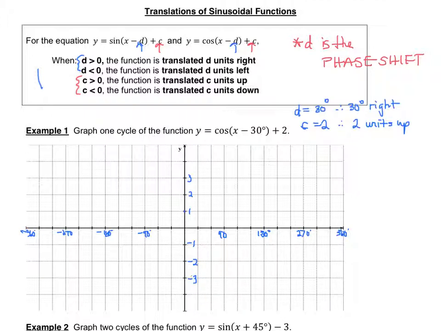So it starts at 1. We have our first root at 90, then negative 1, then 0, then 1. We can connect our points. There we go. The other side looks the same.